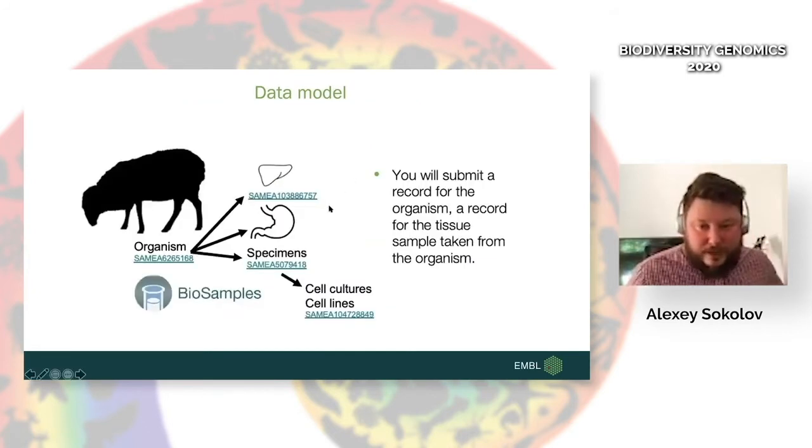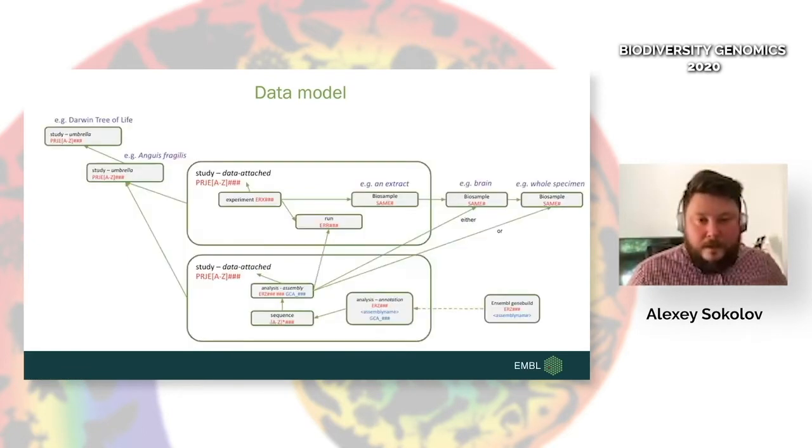So regarding submission to BioSamples, the data model looks like this. We could have separate records for the organism itself or for its specimens. So it might be liver, it might be brain, it might be something else. So we'll submit records for the organism and separate records for every sample taken from this organism. And the overall data model looks like this.